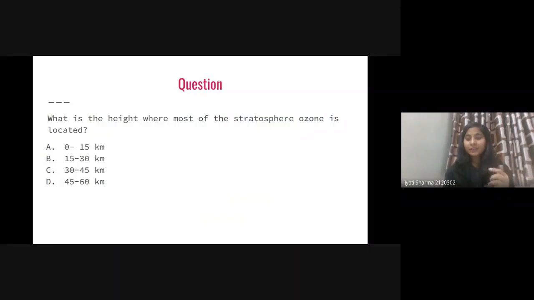The next question is, as you saw the figure, from that figure only you can tell me the height where most of the stratospheric ozone is located. So you have to tell me at what height most of the stratospheric ozone is present. We have four options: 0 to 15 kilometers from the surface, then 15 to 30 kilometers, then 30 to 45 kilometers, and 45 to 60 kilometers. Rashmi gave me answer D.